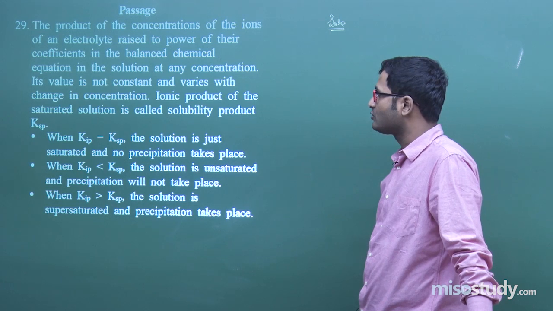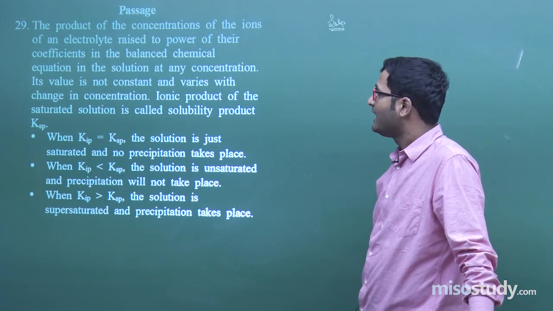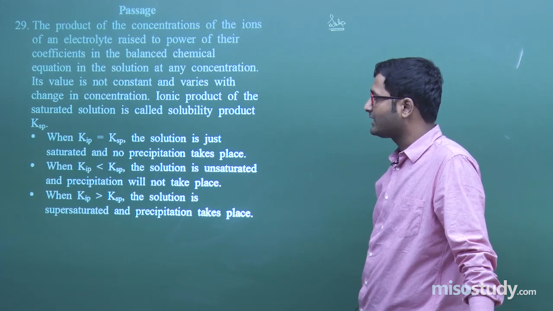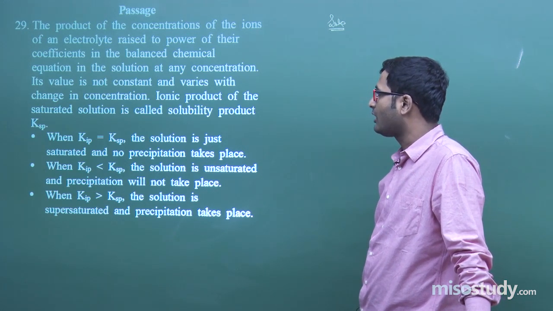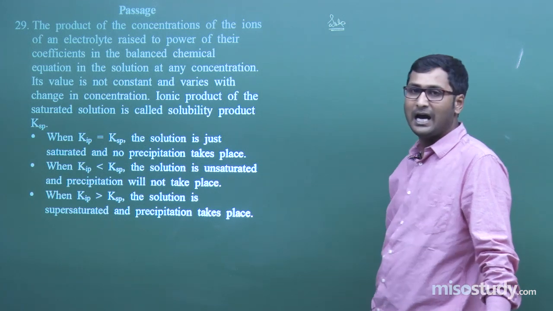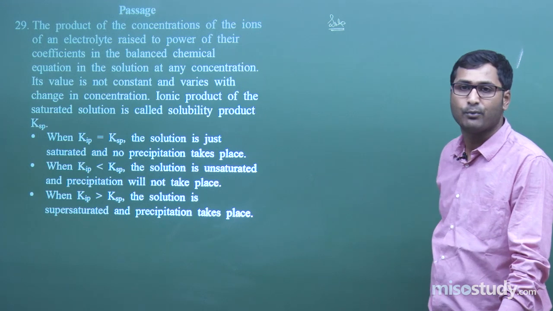Its value is not constant and varies with change in concentration. Again, I am repeating, its value is not constant and varies with change in concentration. The ionic product of the saturated solution is called the solubility product.